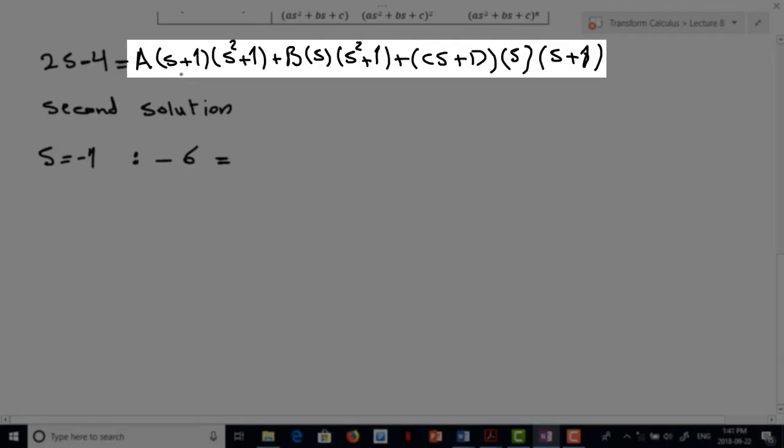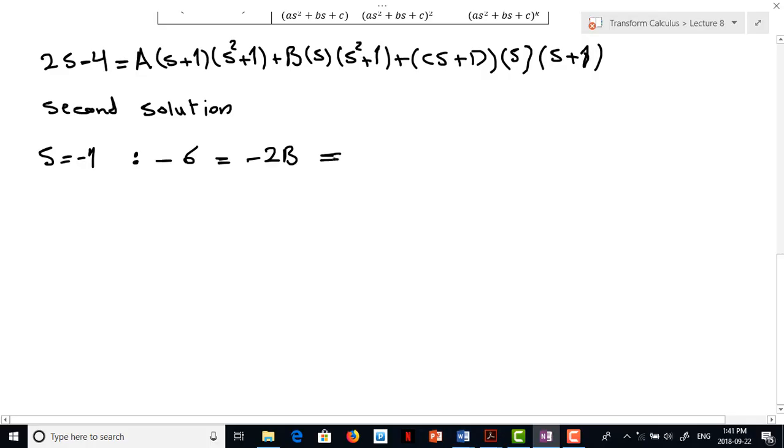In the right hand side of the equation, s plus 1, so s is equal to minus 1, minus 1 plus 1 is 0, a times 0, so it's gone, plus here we have b times minus 1 is minus b, minus 1 squared is 1 plus 2 plus 1 is 2, so it's minus 2b. For here we have s plus 1, so s is minus 1, minus 1 plus 1 is 0. As a result, this term is gone, so we can say that b is equal to 3.